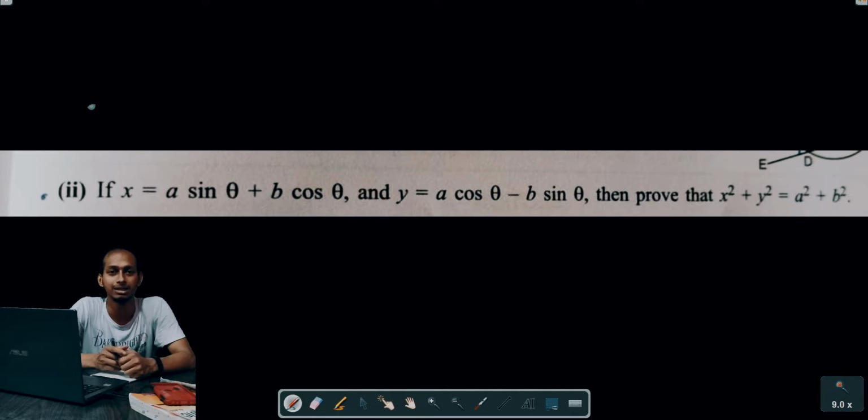As you can see in the next sum, some data is given and we have to prove something, and the sum is from trigonometry. Two things are given. One is x equals a sin theta plus b cos theta. Another one is y equals a cos theta minus b sin theta, and we have to prove that x square plus y square equals a square plus b square.